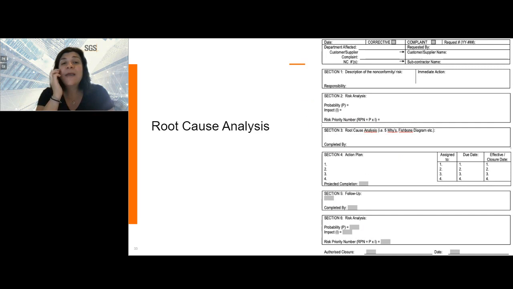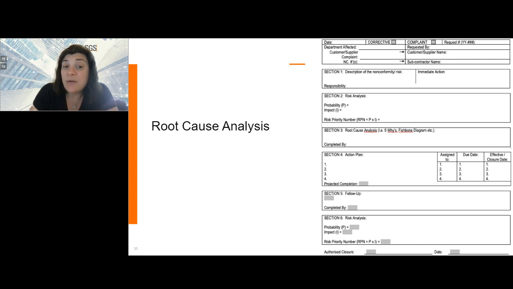Here we have a typical form that could be used for root cause analysis. Generally speaking, when I consult with people, I show them more or less what the necessary components in a root cause analysis are. So you can have something that looks like this. In this particular example, if you look at section 3, where we're looking at the root cause, I'm saying you can do whatever you want.